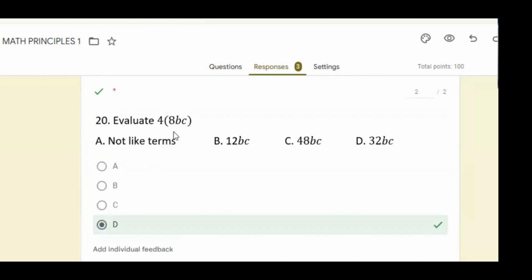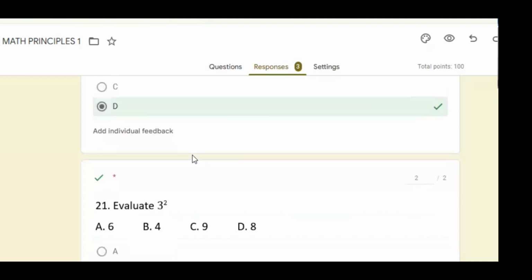What about this? What do you do here? Are you adding or multiplying? We are multiplying. Very good, because there's no plus or minus between this 4 and the expression in the parentheses. So we're multiplying 4 times 8bc. What do you get? 32bc. All right.